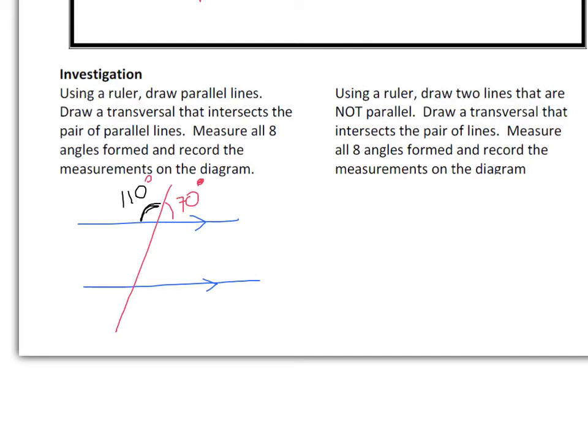Now, this angle right here is also 110 because it's vertically opposite of this one. This one down here is corresponding to this angle. So this is corresponding to this. They make like an F pattern. So that means that this one down here is going to be 70 degrees. This one over here is corresponding to 110. So this one's going to be 110.